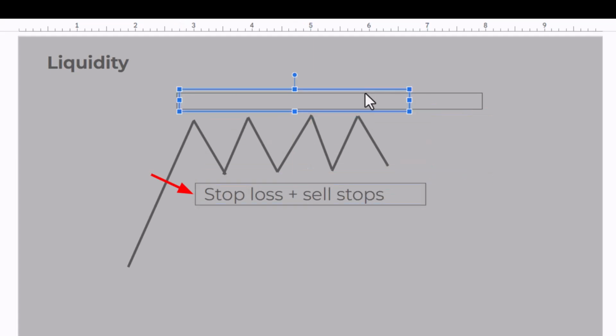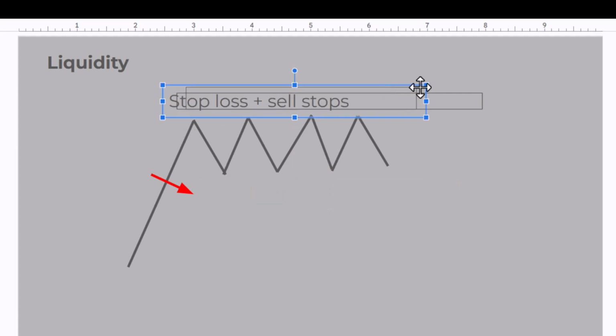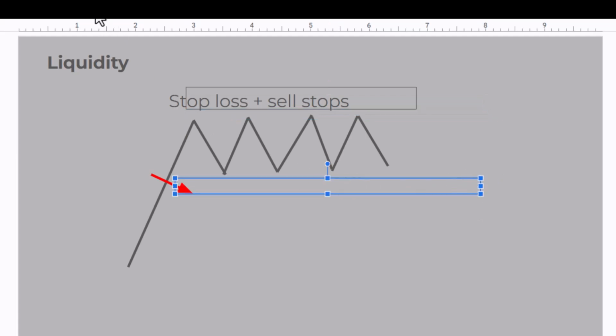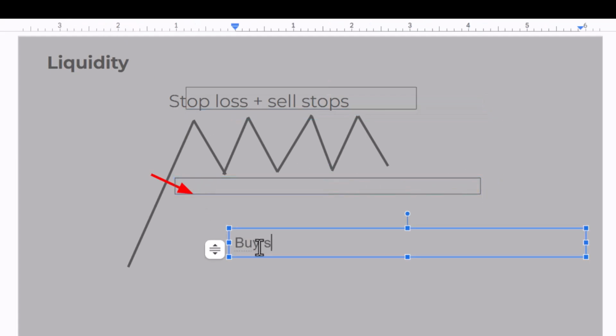So we might start to see stops over here, sell stops on the top, right? Looks a little messy, but I think you'll get it. And then we might start to see buy stops and buy orders, buy stops and other stop losses as well below.